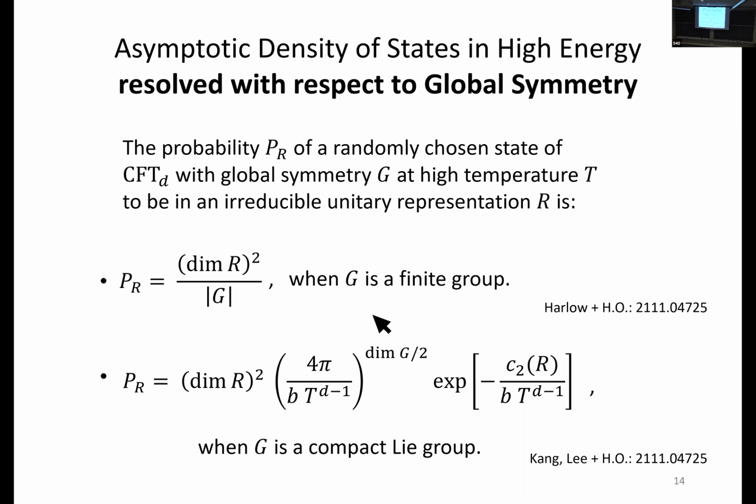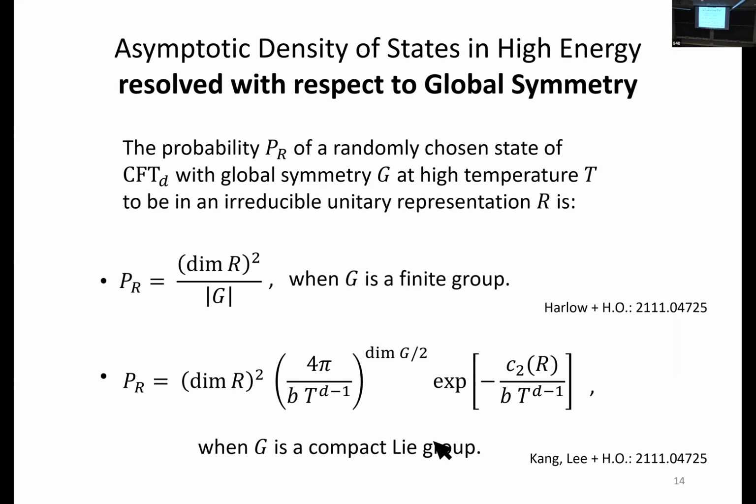Because for a finite group, you have a finite number of representations, and the sum of the squares of the dimensions of the representations is equal to the number of elements of the group. So that's the basic thing you teach about finite groups. If you have a compact group, of course, there are infinitely many representations. Therefore, this formula has to be cut off in some way.